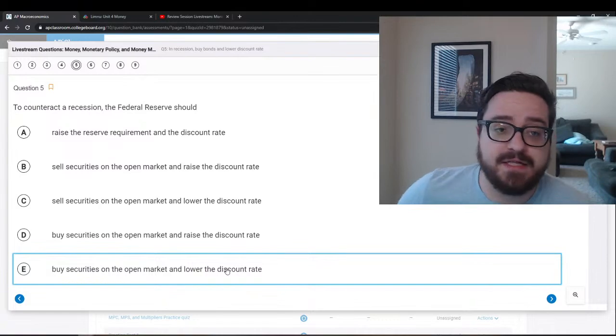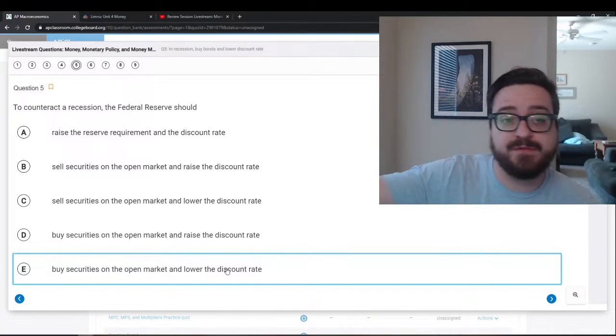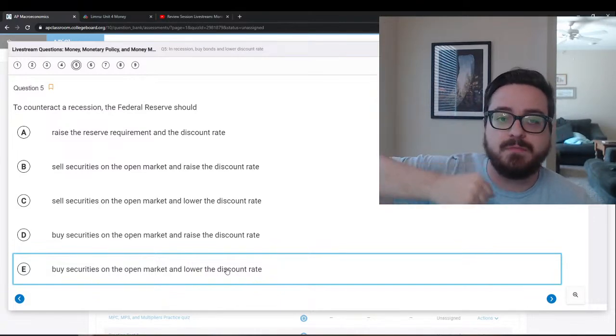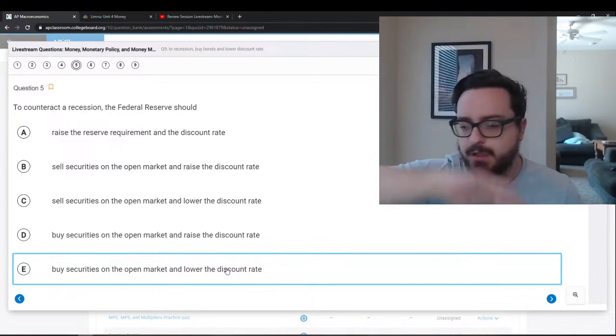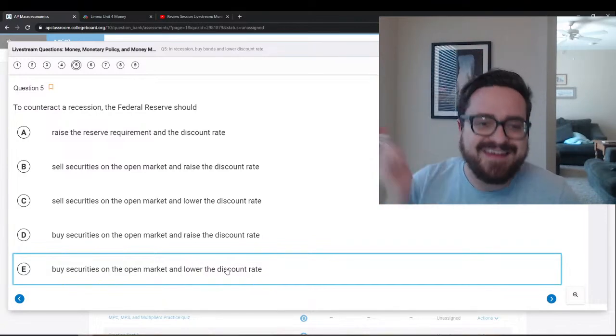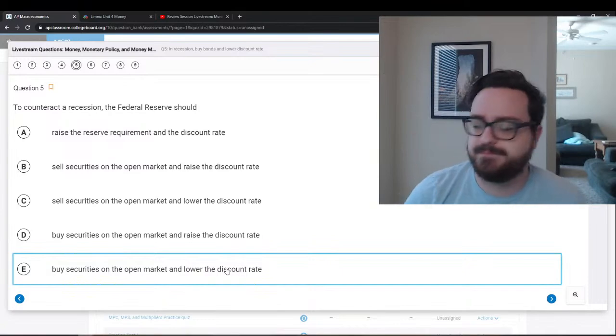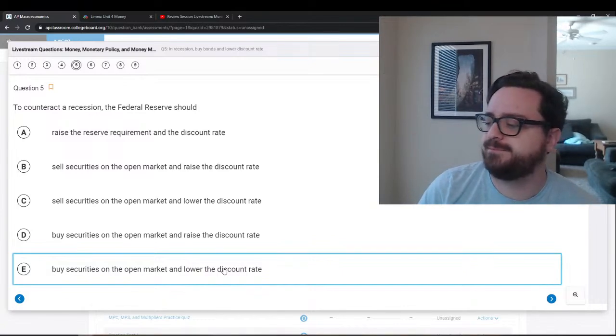Lowering the discount rate means that banks now can borrow more from the Fed, so banks will borrow more, and now banks have money, so they can lend more to me, so I can buy the Kit Kat factory, like a psychopath. I am on Kit Kats right now.